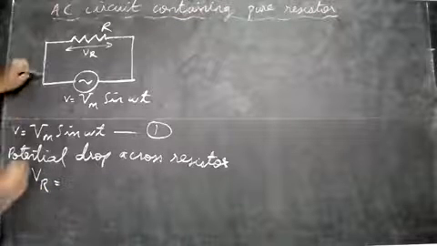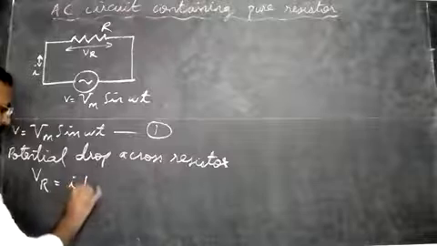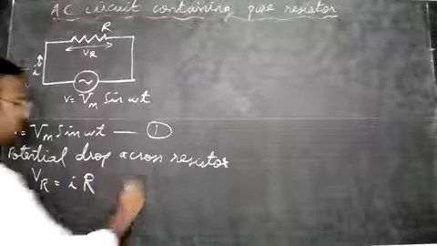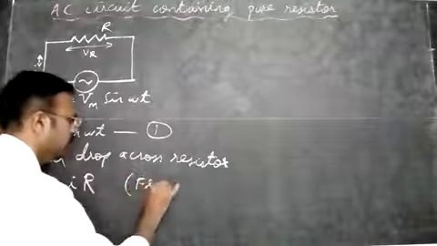We see there's a current going inside. The current will flow in alternate directions. The current I will flow in both the directions here, because it is alternating current. The voltage drop is I into R, the resistor. This is using Ohm's law.